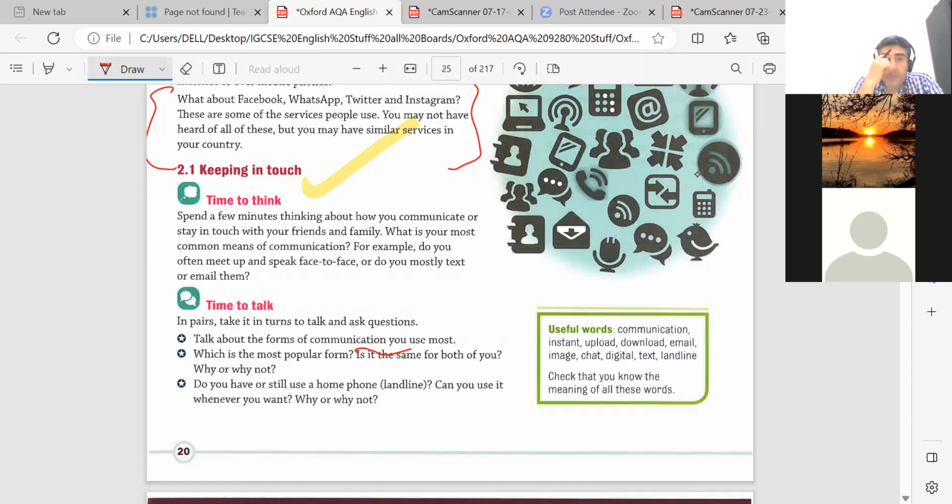What about ya Shabab? Here, the last point. Do you have or still use a home phone, a landline? Can you use it whenever you want? Why? Why not? Do you remember what a landline is? Yeah, each home had its unique number. Okay. So, what do you think, ya Muhammad? Have you got a landline or a home phone? Or do all of you use smartphones or mobile phones? No, smartphone.